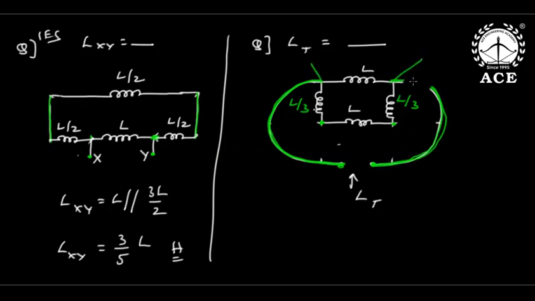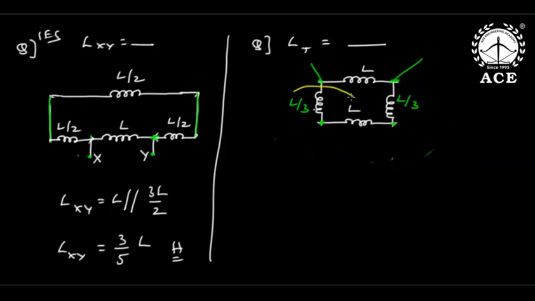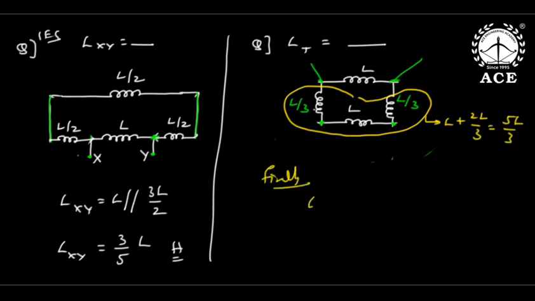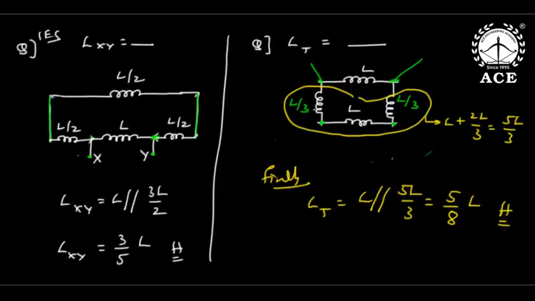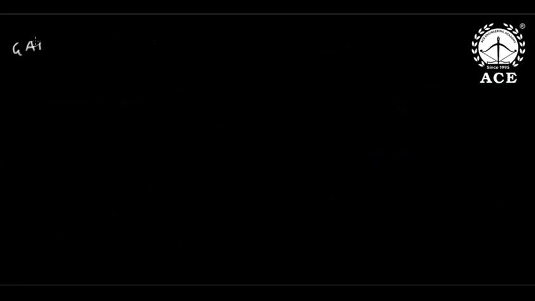On my target terminal, this is one terminal, this is one terminal. I will remove this confusion. My L total is between these two terminals now. If you observe, these three are in series. So this becomes L plus 2L by 3, that is 5L by 3. So finally, this L total will be L in parallel to 5L by 3. So this will be 5 by 8L Henry. These are all simple things. Now this was given in GATE, 1 mark.